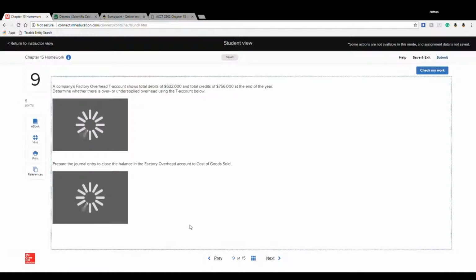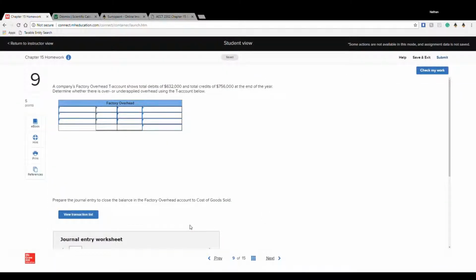Alright. So again, question 9, we have the same thing going on. We're going to have our actual overhead, and we're going to have our applied overhead. Now it says applied overhead instead of overhead applied. Connect likes to switch it up just to be a little bit funny, but they automatically tell us in our problem already debits are 632,000, credits are 756. So all we have to do is insert that.